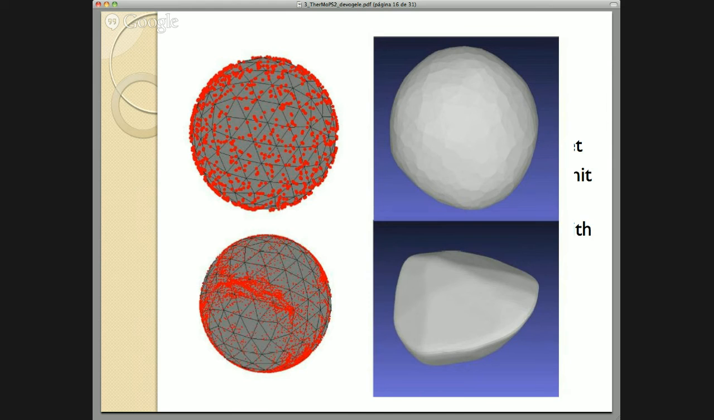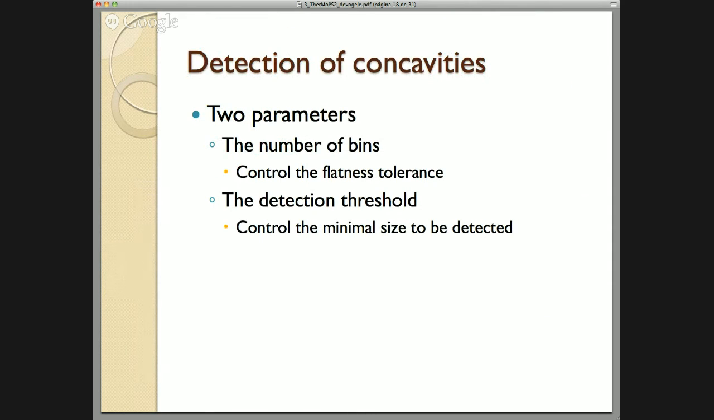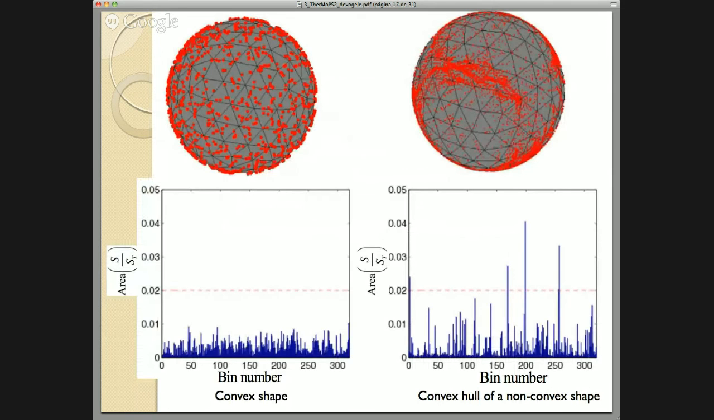So if we take again this kind of plot, you can see here the plot again for this example, and here for that one. You can see clearly the differences. Now here the maximum cumulative area per bin is 4%. So the last step of our method is to determine a threshold, which we will use in order to determine if the bins contain a flat surface or not.